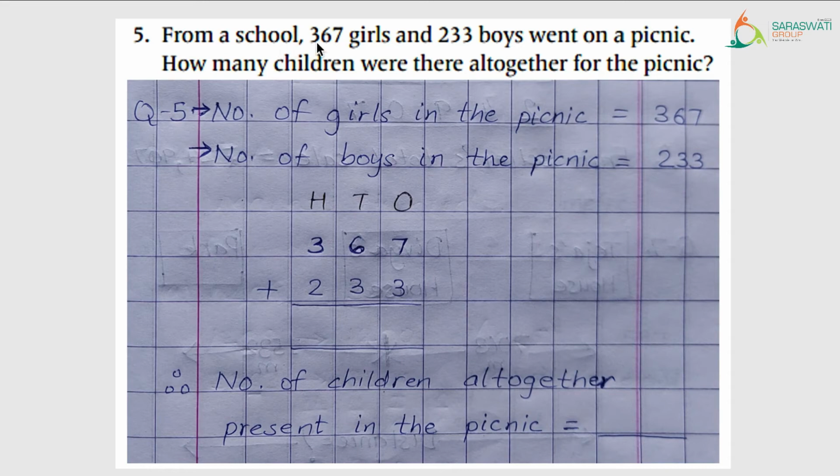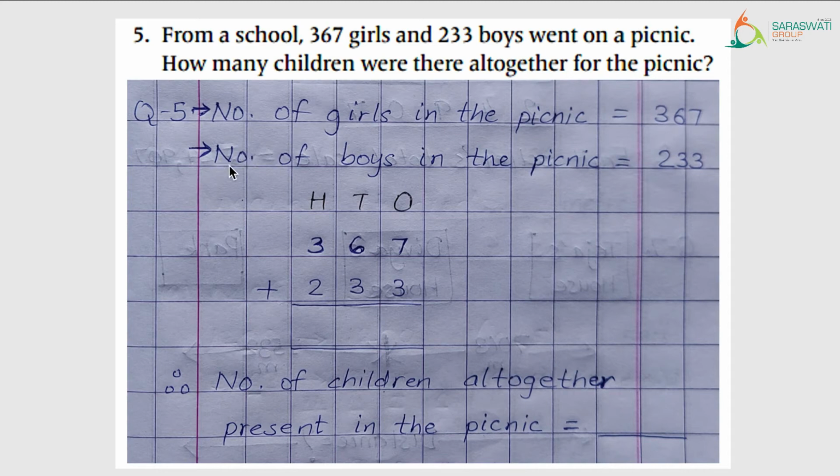From a school, 367 girls and 233 boys went on a picnic. How many children were there altogether for the picnic? So students, over here we do not have to copy this question in our book, but we have to write the statements, right? So the statements can be like these. Number of girls in the picnic, or you can write number of girls that went for the picnic, right? And then equal to sign, and you have to mention the number given in the question.